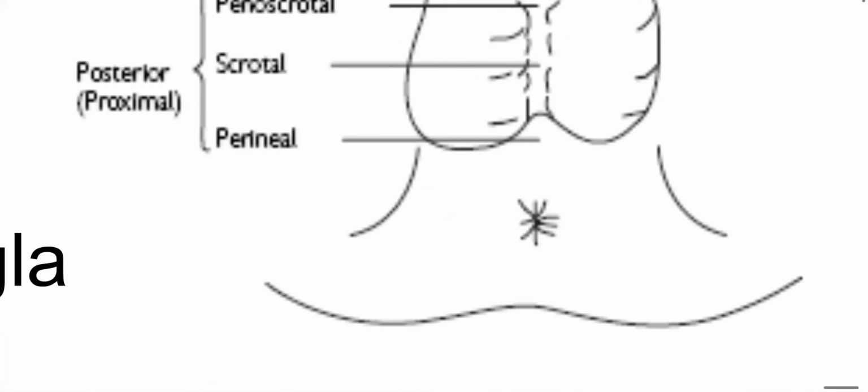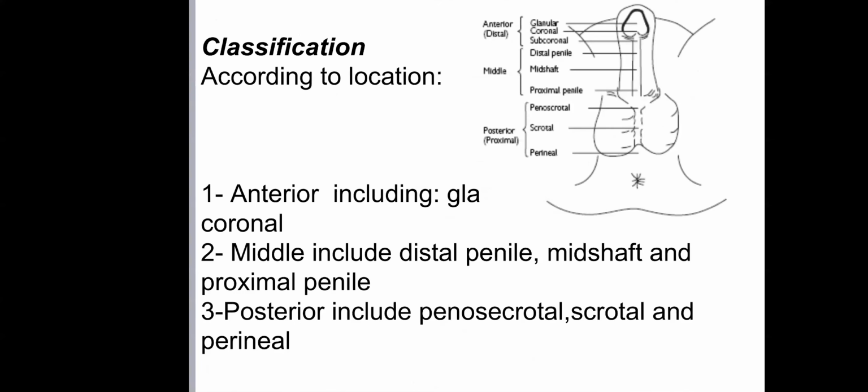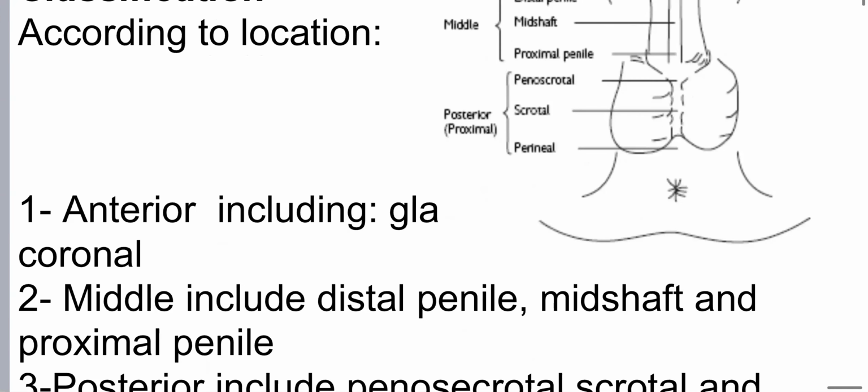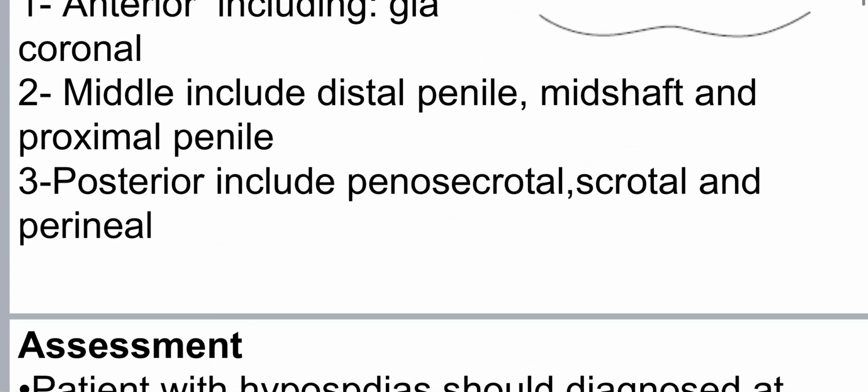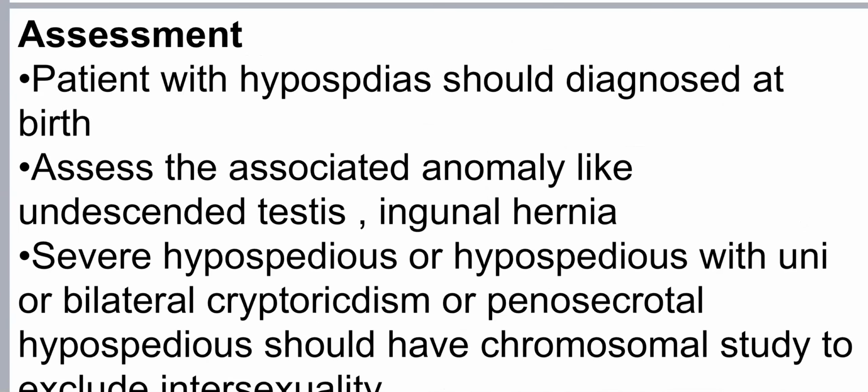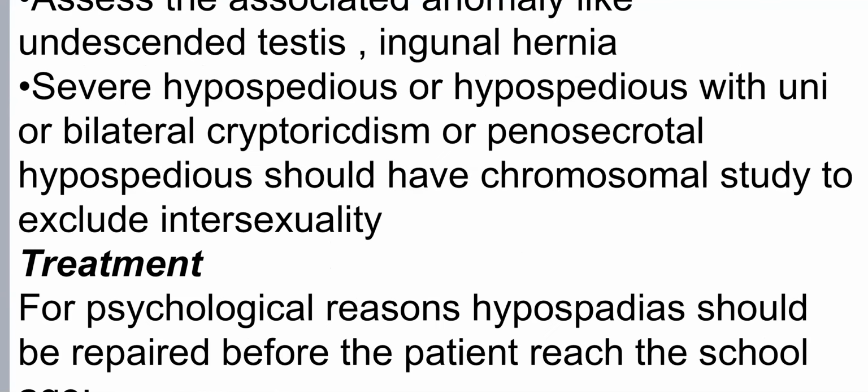Type of the hypospadias. Assessment: a patient with hypospadias should be diagnosed at birth. Assess the association of anomalies. Sometimes there is an anomaly associated with hypospadias. He may have, for example, undescended testis, inguinal hernia, severe hypospadias, or hypospadias with unilateral or bilateral cryptorchidism, or penoscrotal hypospadias, and should have a chromosomal study to exclude intersexuality.